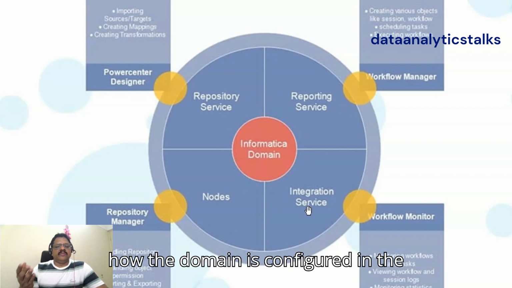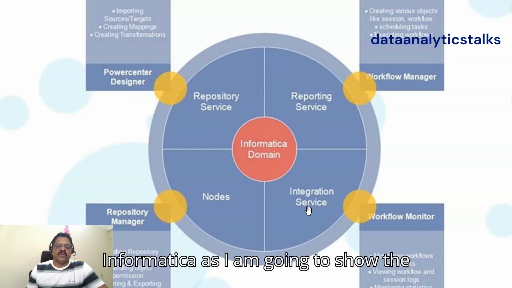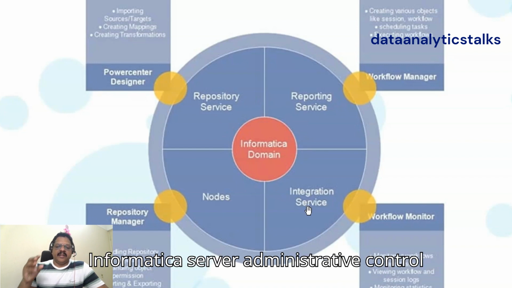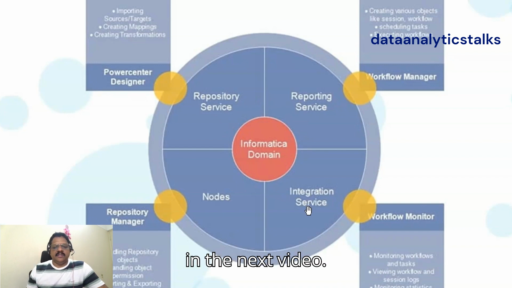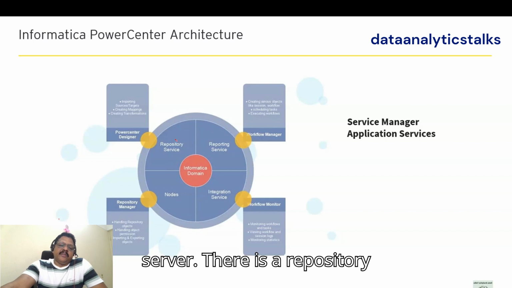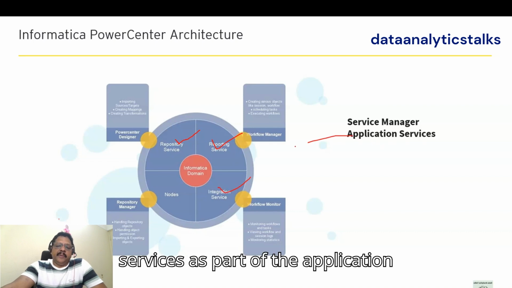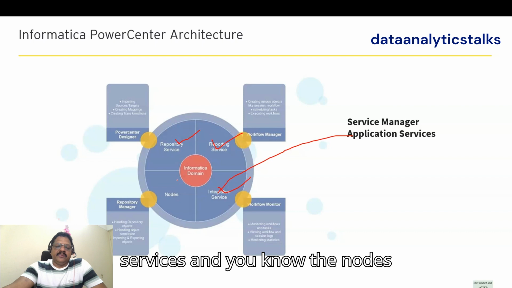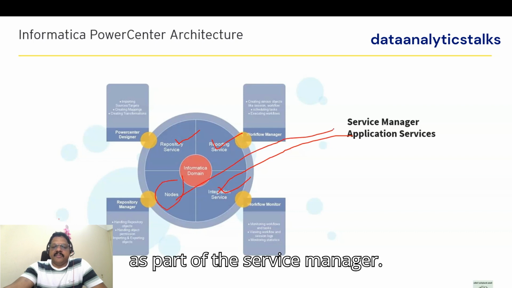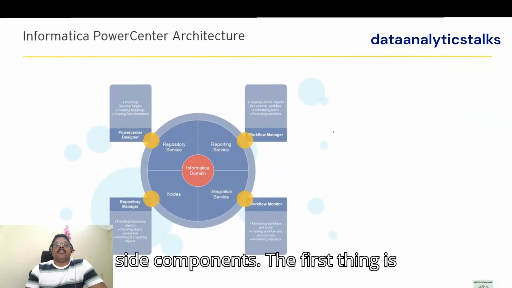I will show you how the domain is configured in Informatica, as I am going to show the Informatica server administrative control in the next video. Just look for that. So now we have seen what goes into the server. There are repository services, reporting services, and integration services as part of the application services, and the nodes as part of the service manager. Now we will look into the client side components.